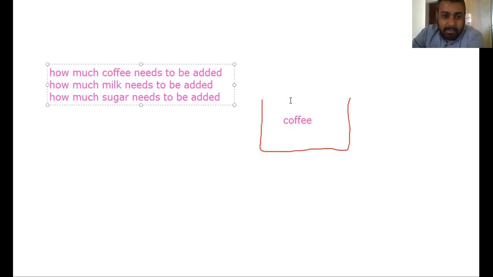So experimentation is the process of finding out the optimum factors. Here, what are the optimum factors? How much coffee, how much milk, and how much sugar. This is one of the experiments we can talk about in general.